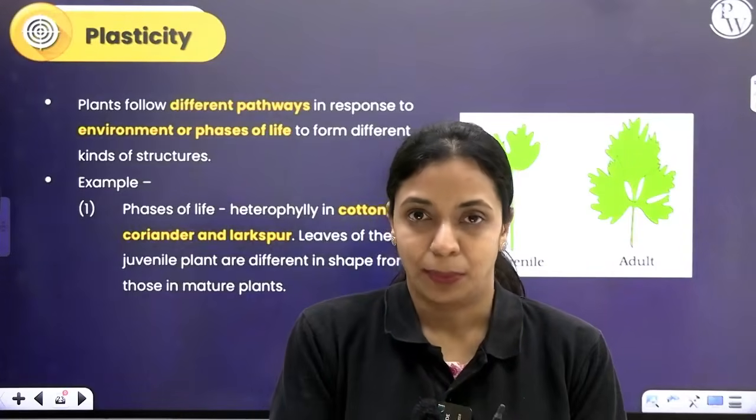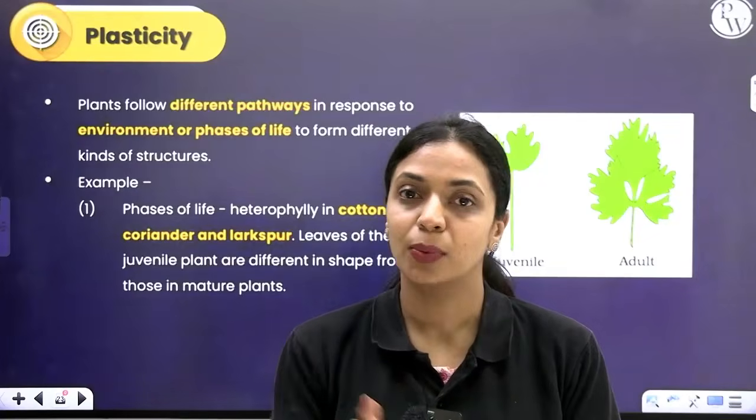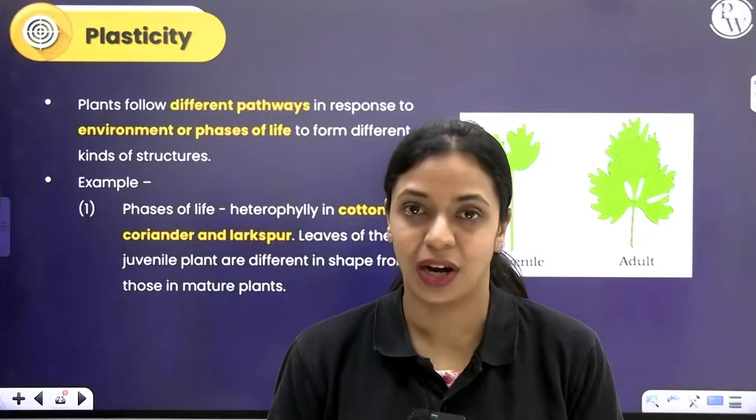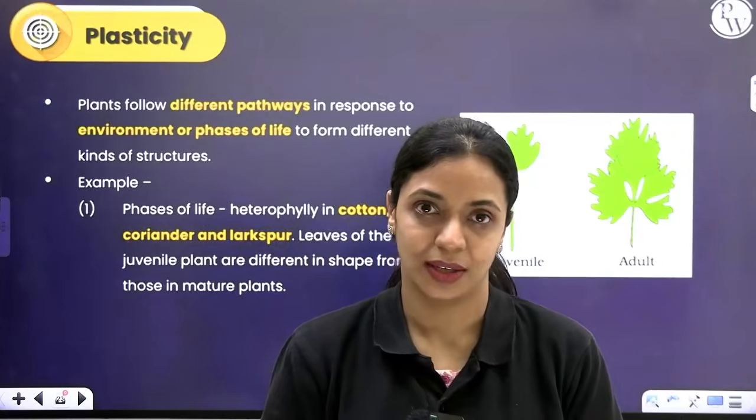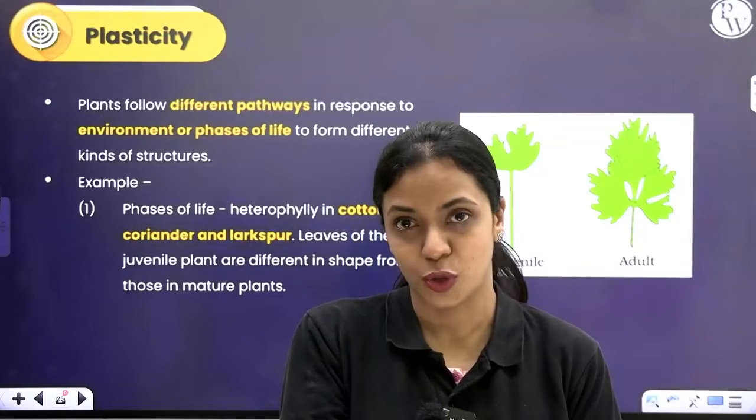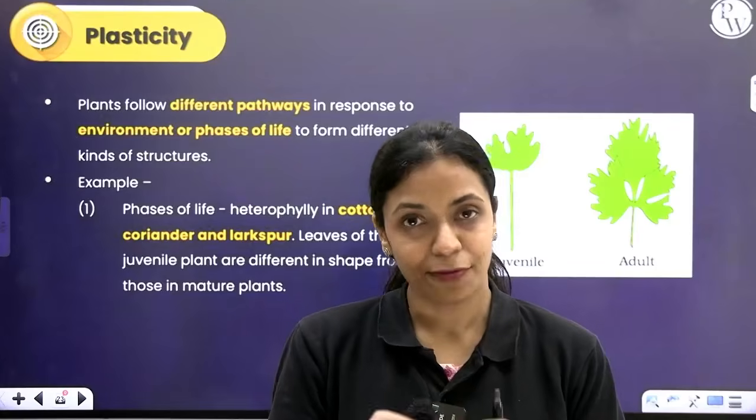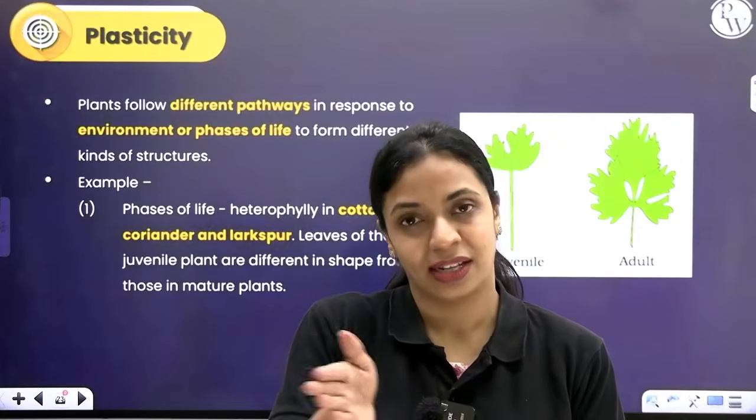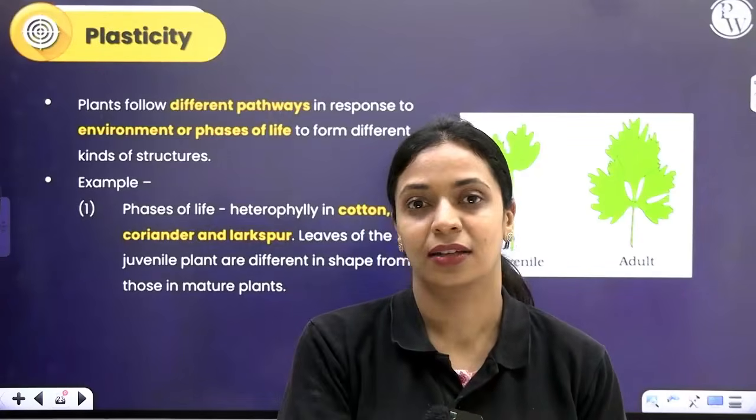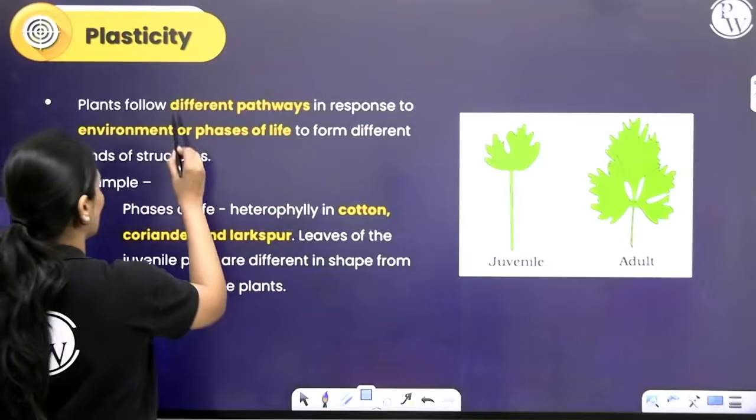For example, there's one plant, it has two developmental pathways. If it is present in terrestrial habitat, it will take one pathway. If it is present in aquatic habitat, the same plant, the same species will choose another pathway. Likewise, there is one plant. It has one developmental pathway for its juvenile stage, another developmental pathway for its adult phase. If it is that juvenile phase, it will take one developmental pathway. If it is adult, it will take another developmental pathway. So plants have the ability to follow different pathways.